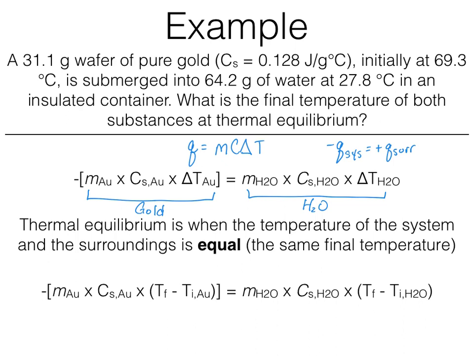And so thermal equilibrium is when the final temperatures are equal to each other. So what I can do is break apart this delta T as TF minus T initial, but I make my initial temperatures specific for the species that I'm looking at, whereas TF is going to be the same for both systems because we reach thermal equilibrium. Okay, so now let's try to plug in numbers and solve this problem.